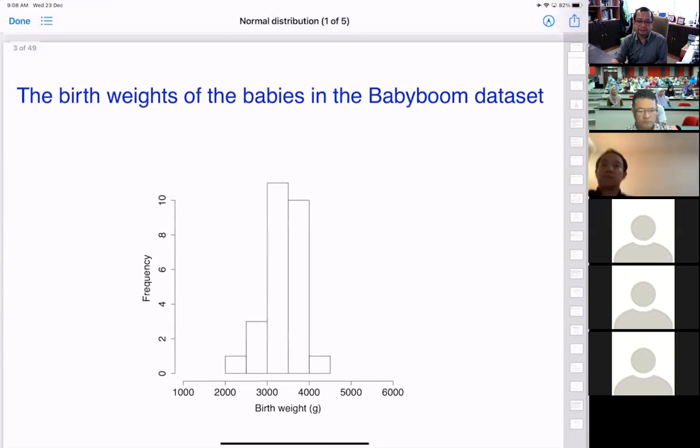For example, this data set. We have frequency here, frequency and birth weight. So if we have a lot of data, we want to know what is the probability that the baby is born less than 2,000 grams, maybe. So we want to know that.